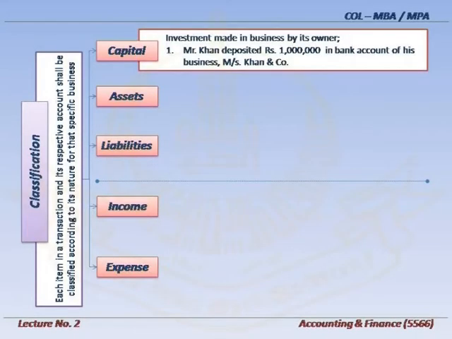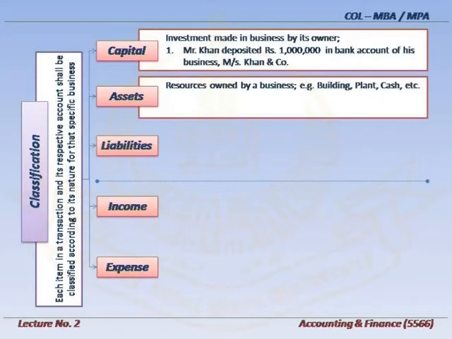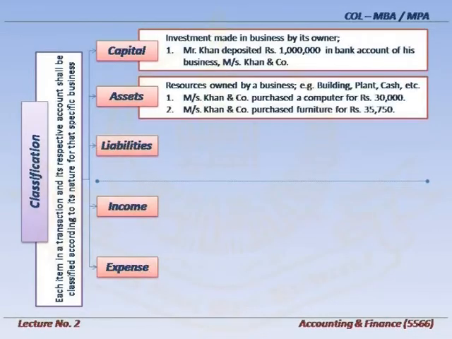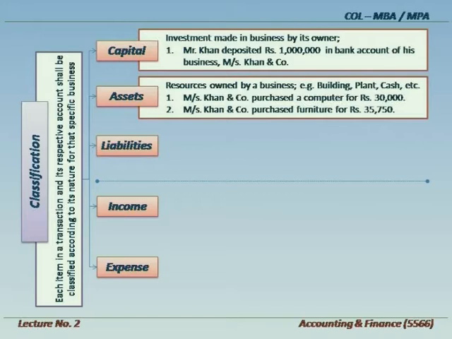Moving forward with classifications, let us now learn assets. Assets are the resources owned by a business. Building, plant, cash and stocks are the examples of assets. Here we take examples of two transactions in which the items involved can be classified as assets. In the first transaction, Messrs. Khan and Company purchased a computer worth Rs. 30,000. In this transaction, the computer is to be classified as an asset. In the second example, Messrs. Khan and Company purchased furniture for Rs. 35,750. In this transaction, furniture is also to be classified as an asset.